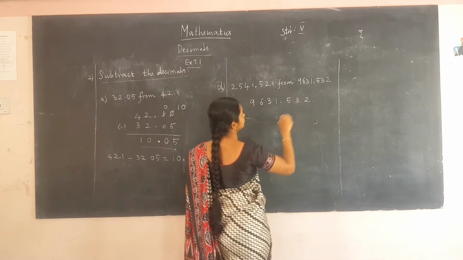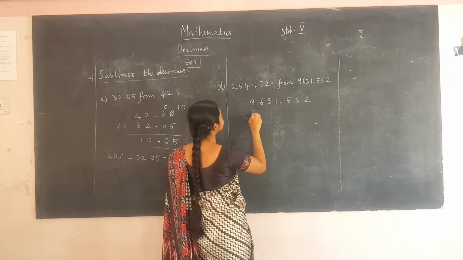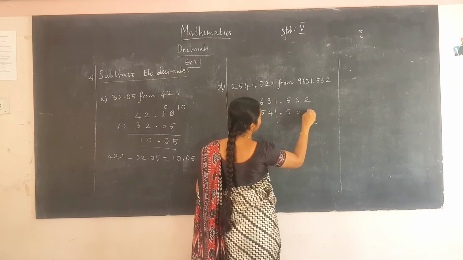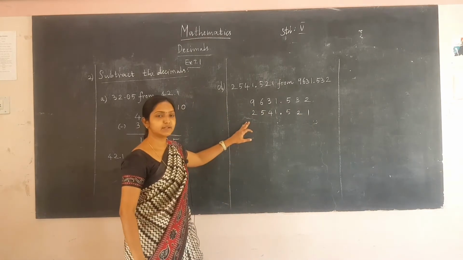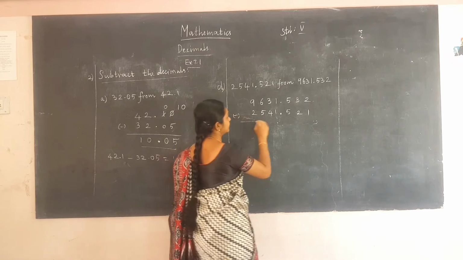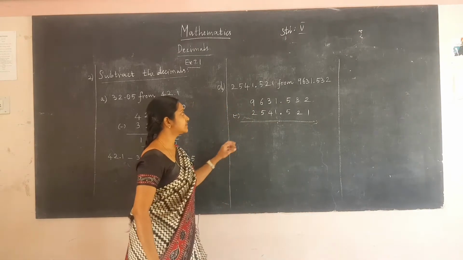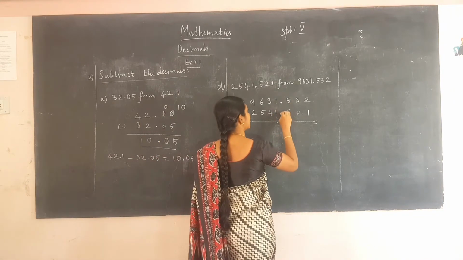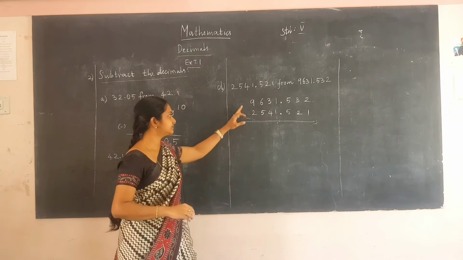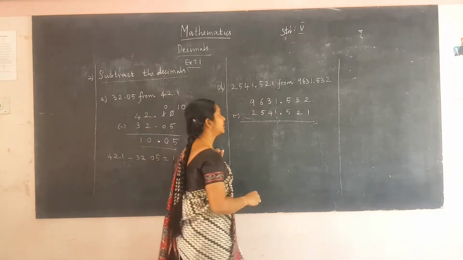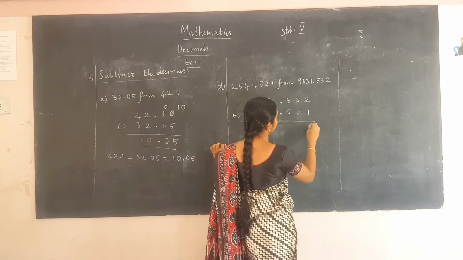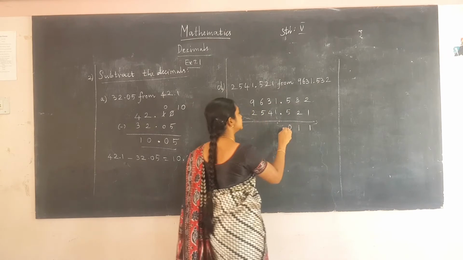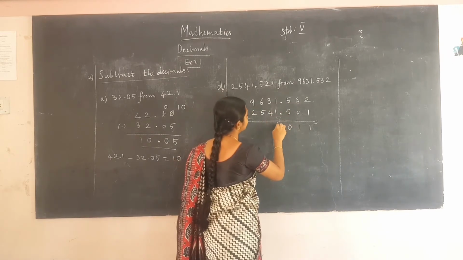Next, 9631.532. Here 2541.521. They are like decimals, so we can subtract. While writing the numbers, the decimal point should lie on a straight line. Arrange the numbers likewise and then write them. Now start subtracting. 2 minus 1 is 1, 3 minus 2 is 1, 5 minus 5 is 0, here the decimal point. 1 minus 1 is 0.